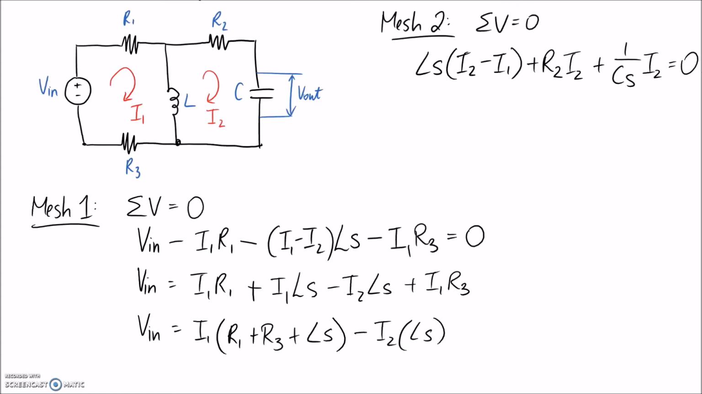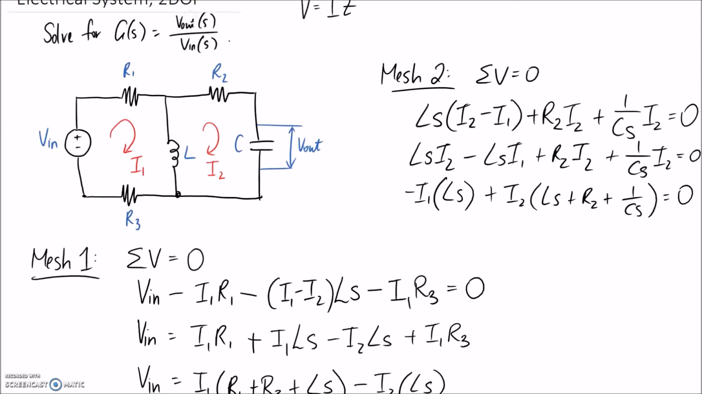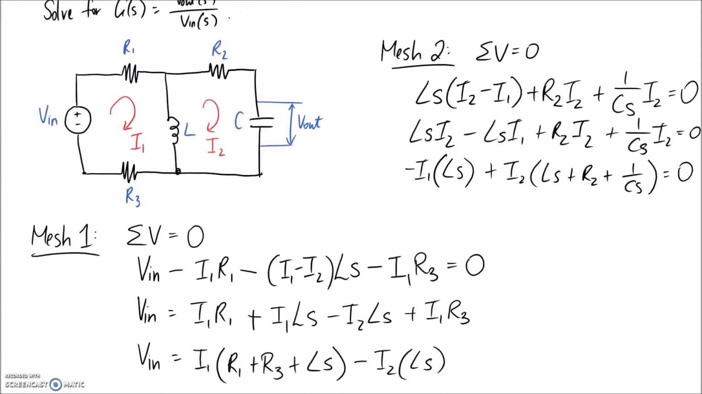So now let's go ahead and expand out this part. And we'll factorize it. If we take out everything that's got I1, this is the only bit. And for I2, we have a few things. We get that. So these are our two simultaneous equations that we need to go ahead and use to solve. Remember that what we're looking for is the voltage out divided by the voltage in.